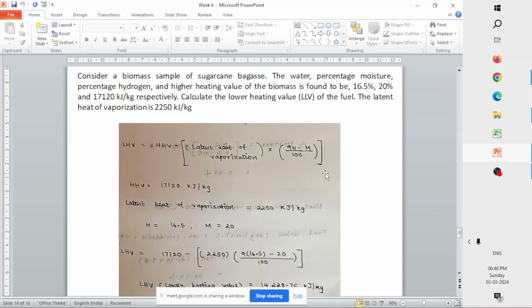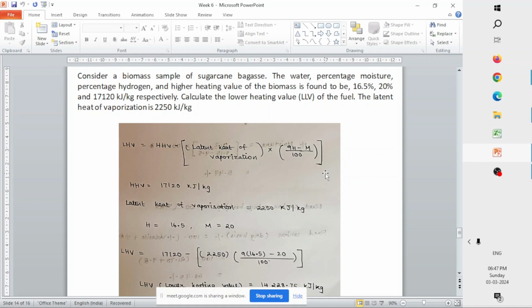Now, the next question is: consider a biomass sample of sugarcane bagasse. Sugarcane bagasse is one of the byproducts that you obtain after processing sugar. If you take sugarcane in a sugar factory or sugar industry which manufactures sugar, they take the sugarcane, process it, and the byproducts that get generated are the bagasse and the molasses.